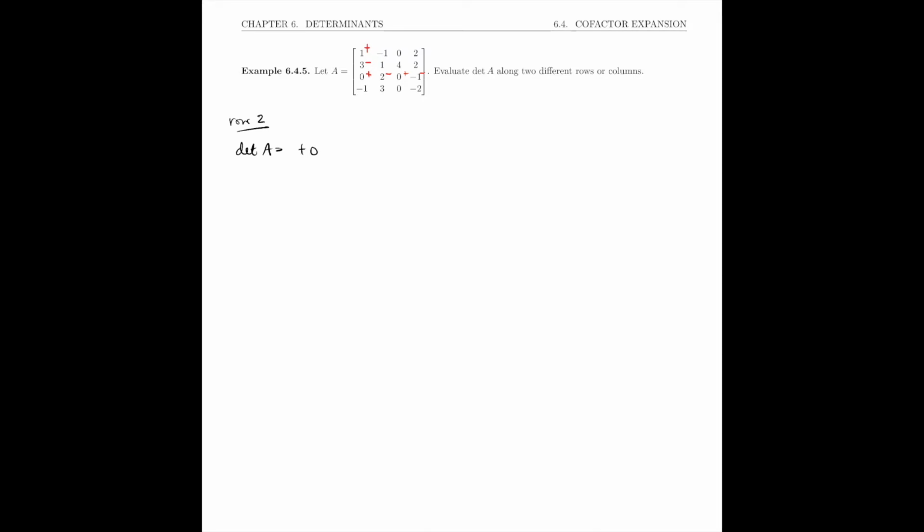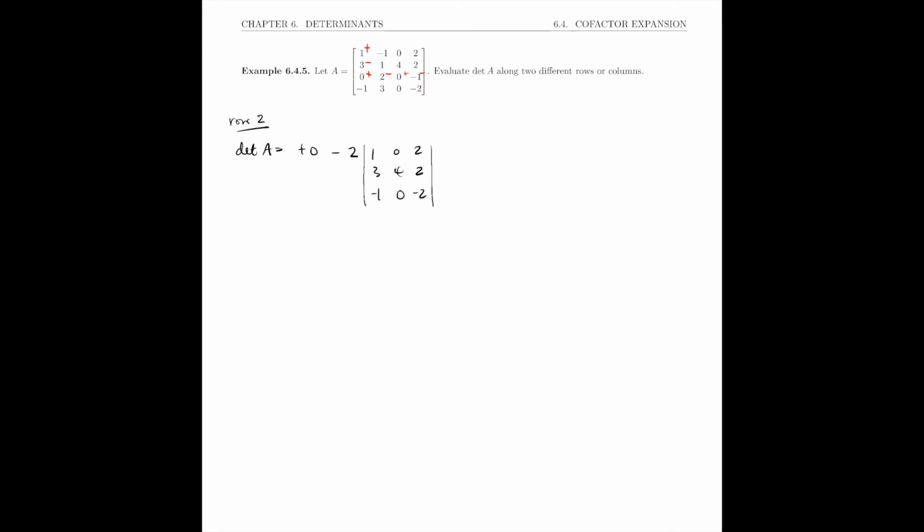So along row 2, the determinant of A is going to be plus 0 times, and I don't even really care what that minor is because it's going to be multiplied by 0, so I'll just leave that off, minus 2 times, and then I need the minor. That's now going to be a 3 by 3 minor, right? We have the entry here with the 2, and so we're going to have 1, 0, 2, 3, 4, 2, minus 1, 0, minus 2.